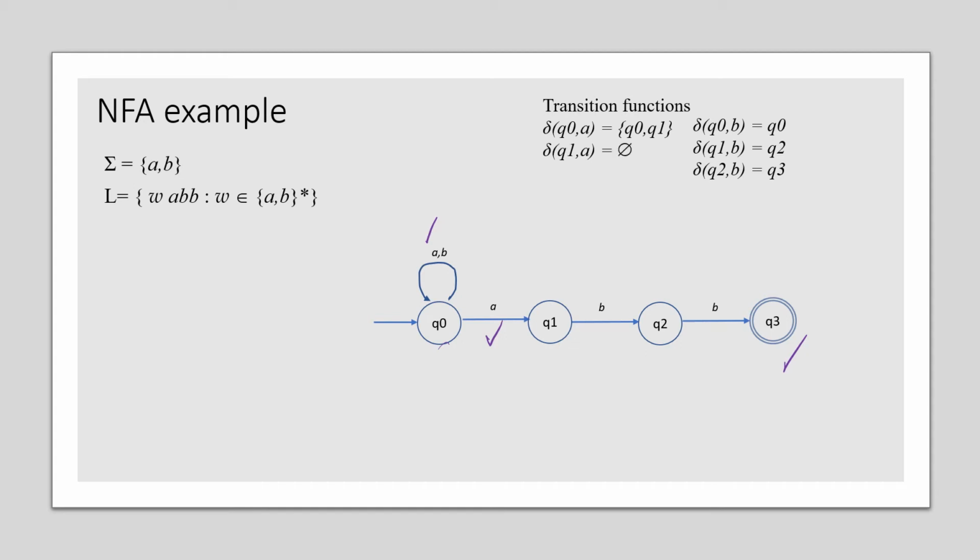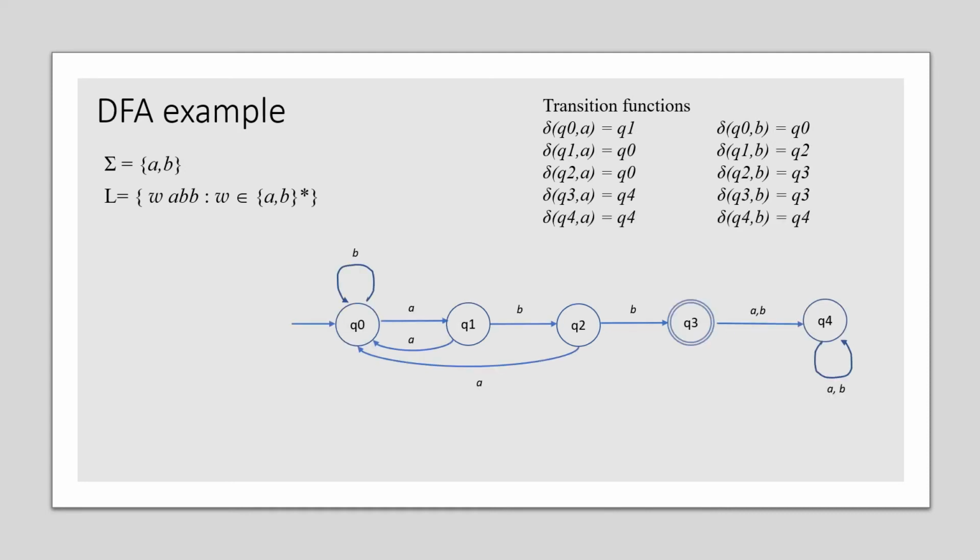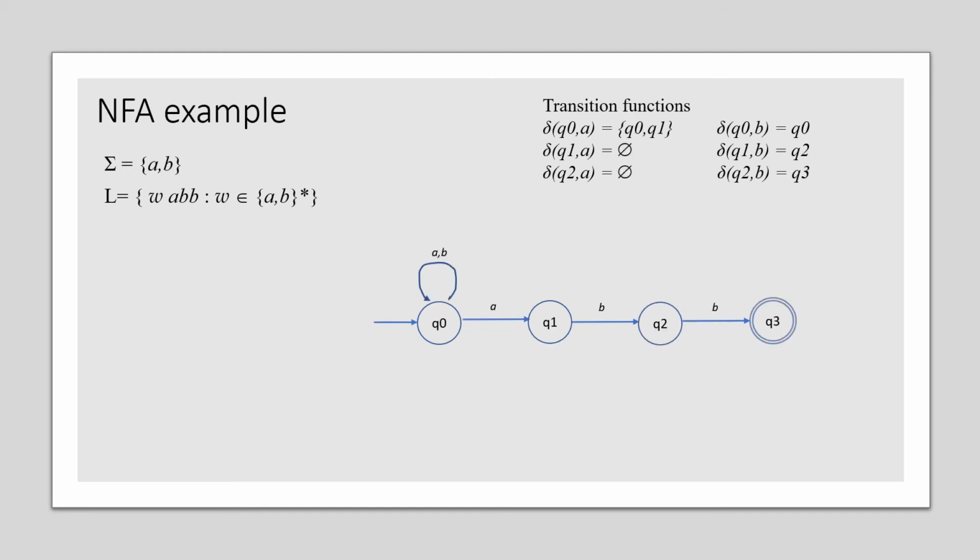Q1 with an A is the empty set. If you're in Q1 and you get an A, we don't have to worry about that because this is an NFA. You don't have to define every transition. So this is an example of an NFA that solves this problem for this language. And this is a DFA for the same language. Again, the NFA for the same language.